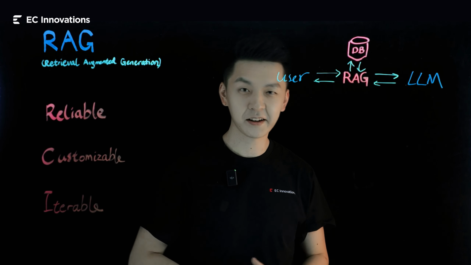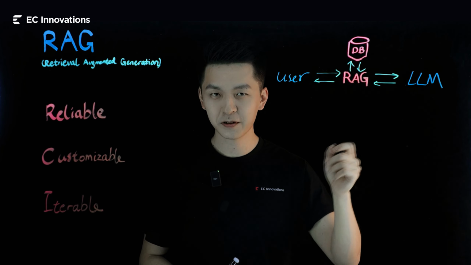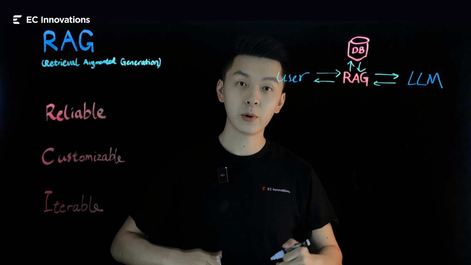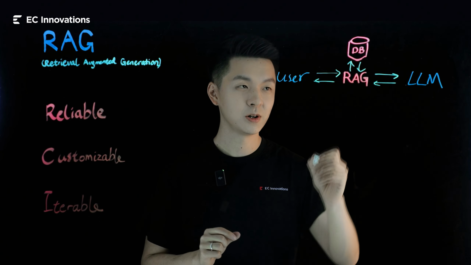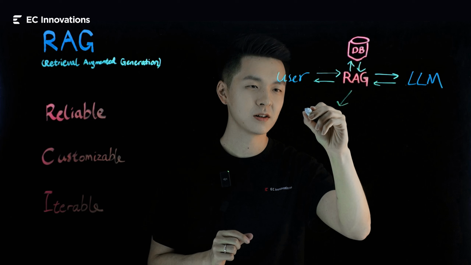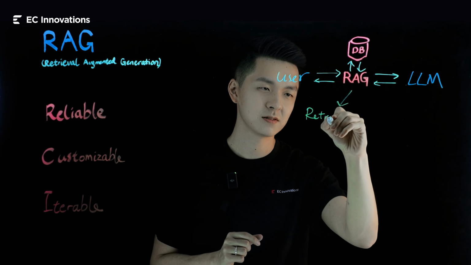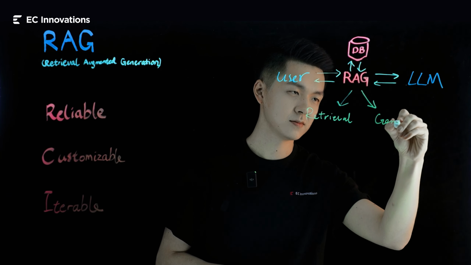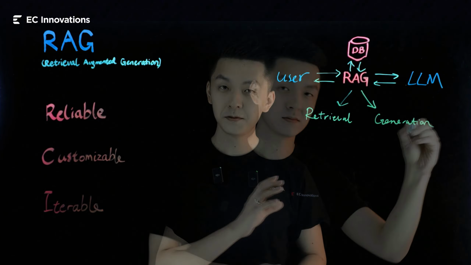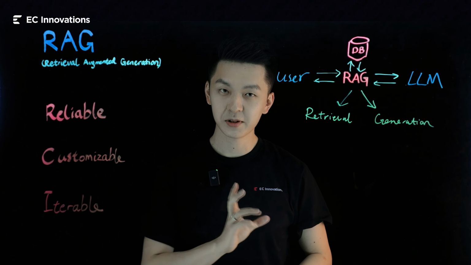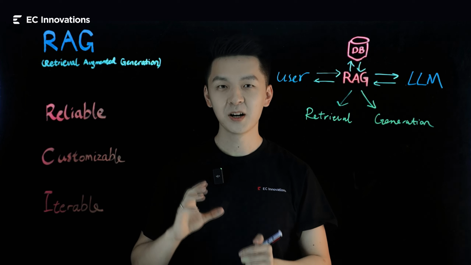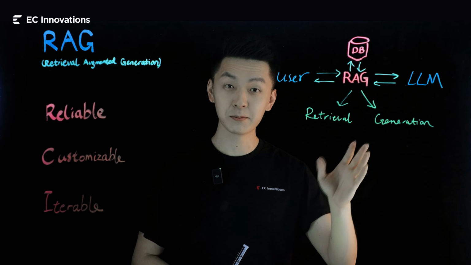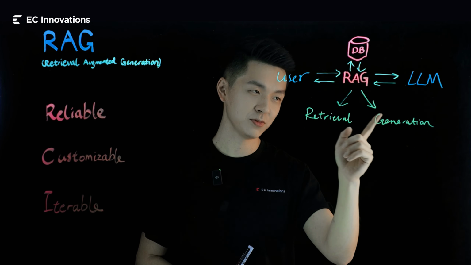Okay, so setting aside the analogy of the sage, the bookshelf, and the assistant. At its core, RAG combines two key steps. For one, retrieval. RAG searches the database for the most relevant information. And for two, generation. It then feeds that data along with your question to the LLM, which generates a reliable, context-aware answer, often with citations. And put simply, RAG equals retrieval plus generation.